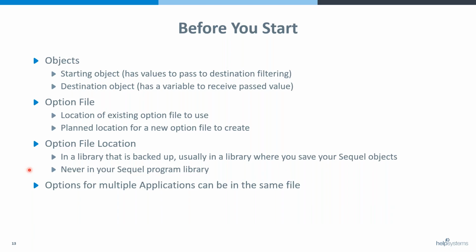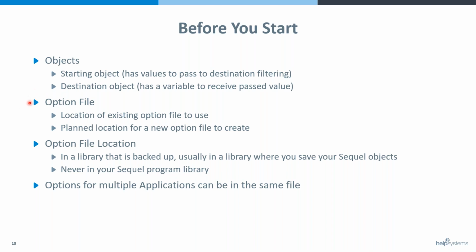Now, easy doesn't mean unplanned. You've got to be ready. Before you even begin building your application, you need to make sure that you have the starting object, possibly a view that's going to have the columns with data that I'd like to pass into the filter of the next level. And the destination object, again, could be a view, could be a different type of object, but with a variable in it waiting to receive that value to be passed.